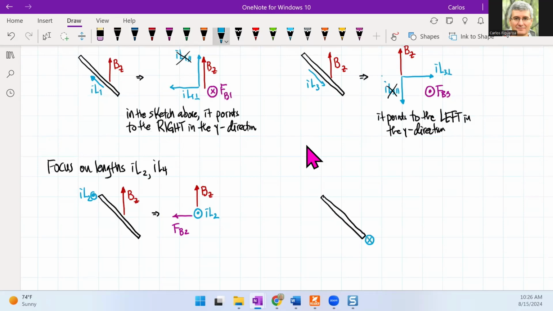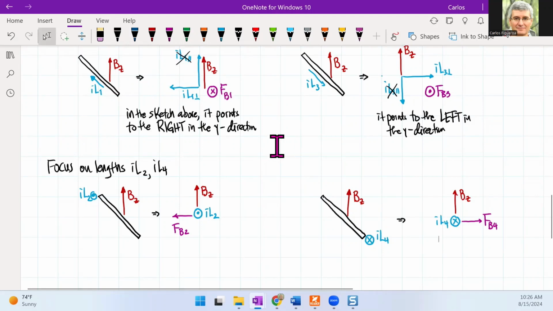Right here, and that's going to be the current I4. Again, my magnetic force, my field is in that direction. So if I play the same game as before, where I have this guy here, my magnetic field, now my magnetic force has to be in the opposite direction. So in other words, I should have drawn this in the other direction so that this comes out cleaner. So this will be the magnetic force for wire 4 when this is IL4.